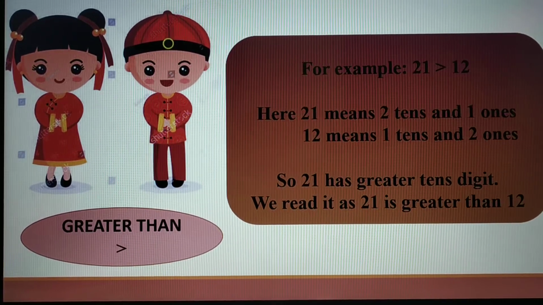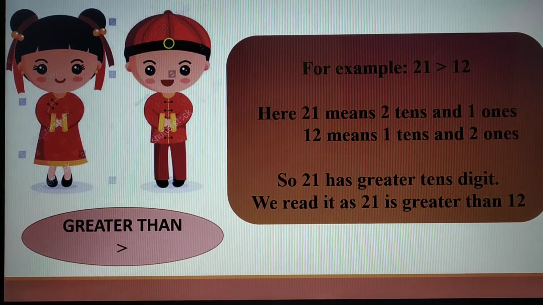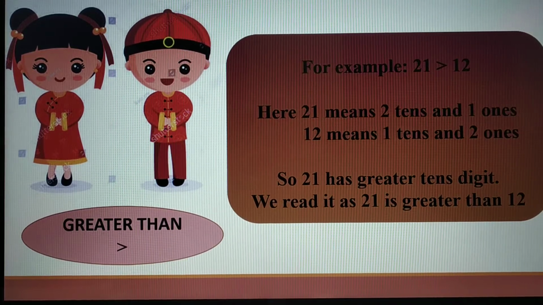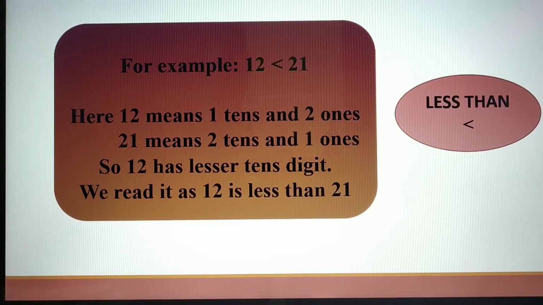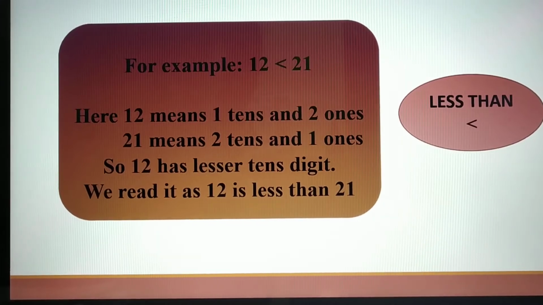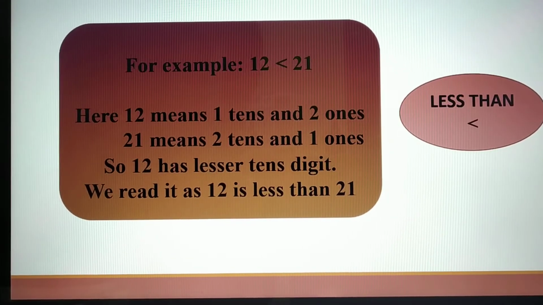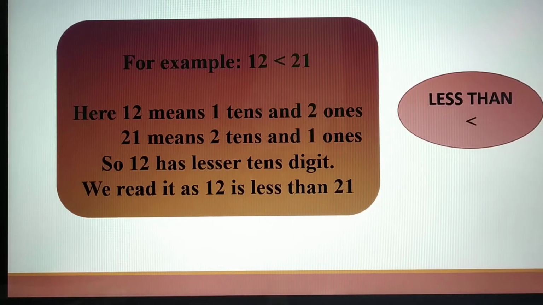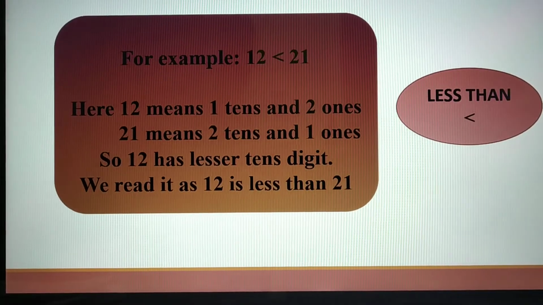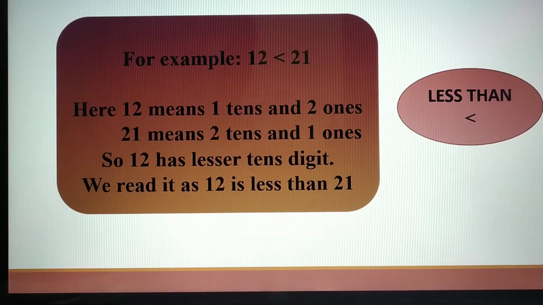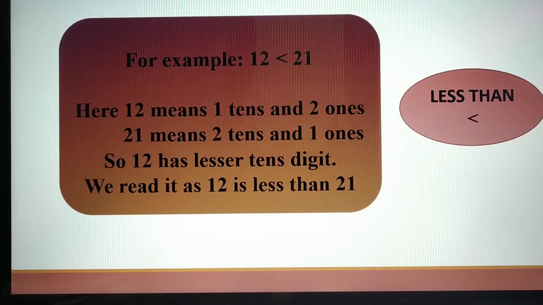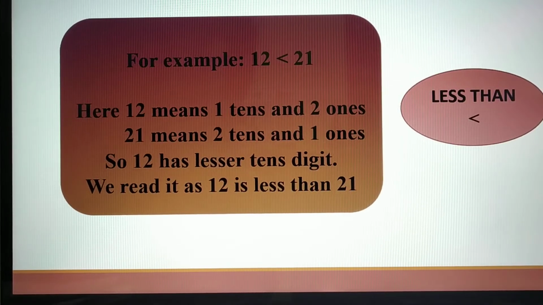We read it as 21 is greater than 12. And in the sign you mark, students, this is greater than and less than. Same number I have used. 12 is less than 21 because here 1 tens, 2 ones, and here 2 tens, 1 one. So here 1 tens, here 2 tens. Which one is bigger number? 21. So the mouth is open towards it. And we read it as 12 is less than 21.